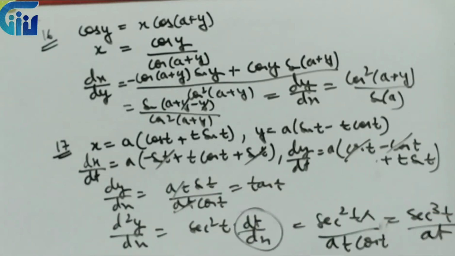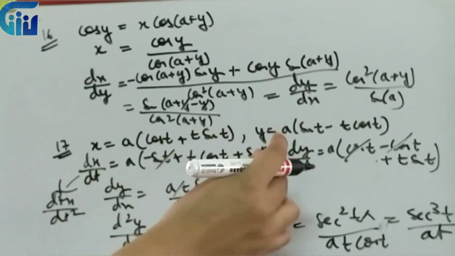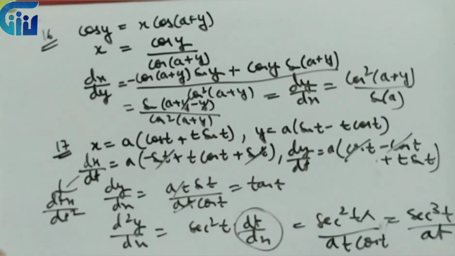Right? Many students find d square x by dt square and d square y by dt square and then divide, which is absolutely wrong. We have to find d square y by dx square by finding dy by dx first and then differentiating it again.